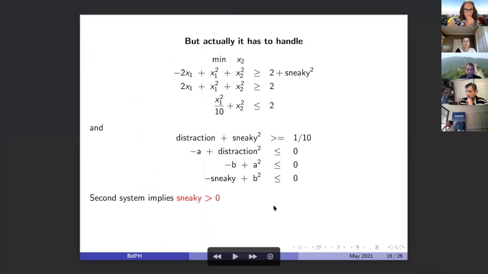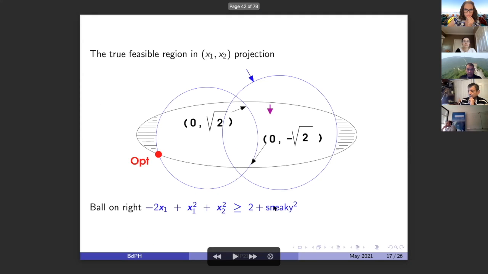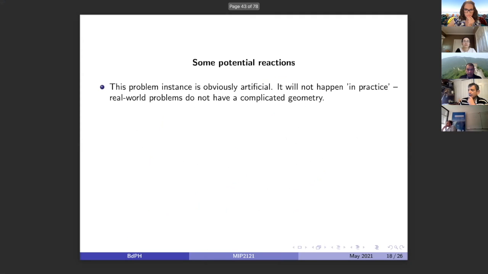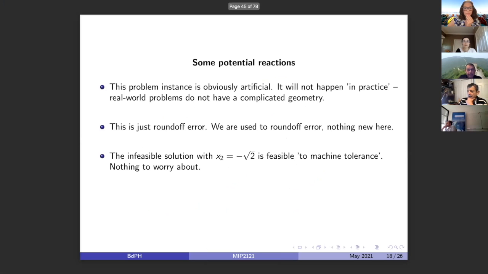Okay, so what are the potential reactions to all this? Oh, this will never happen in practice. Real world problems don't have this. It's just round-off error. Let's move on. Machine tolerance. You hear old-fashioned nonlinear programmers use this term, machine tolerance. I'm not sure what it means, to be honest. It's an old expression.